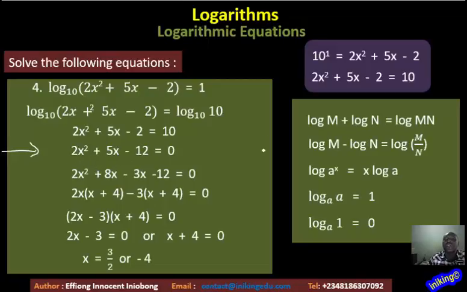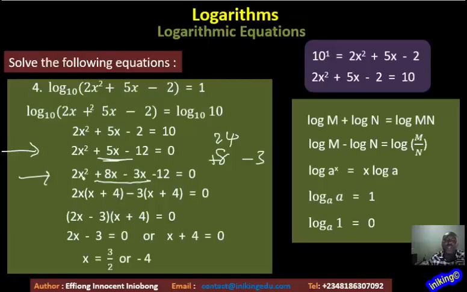2 times 12, we are going to look for factors of 24 that can replace 5. And of course, we have chosen 8 and 3, plus 8 minus 3. And that takes us to this level: 2x squared plus 8x minus 3x minus 12 equals 0. So 8x and minus 3x have come in to replace plus 5x.